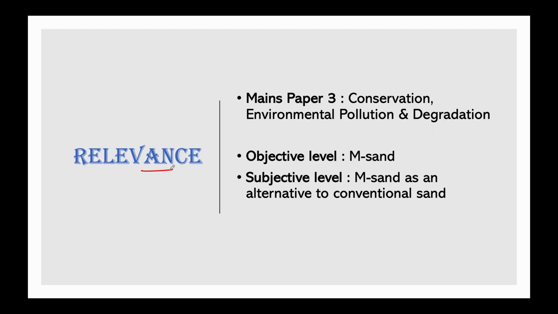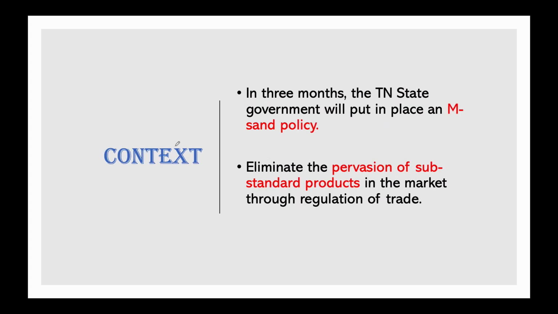So what is the relevance of this topic in your exam? In your Mains Paper 3, conservation and environmental pollution and degradation, it could be asked there. At objective level, you should know about manufactured sand. At subjective level, you should know M-sand as an alternative to conventional sand, that is your natural sand. Even this is natural, but it is made by crushing granite, hard rock.